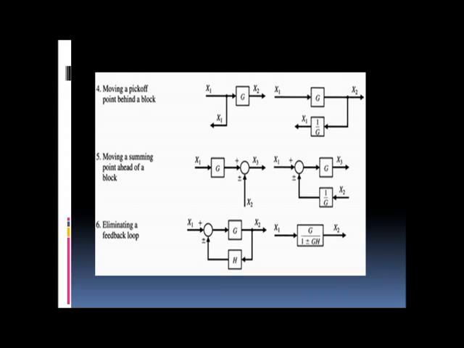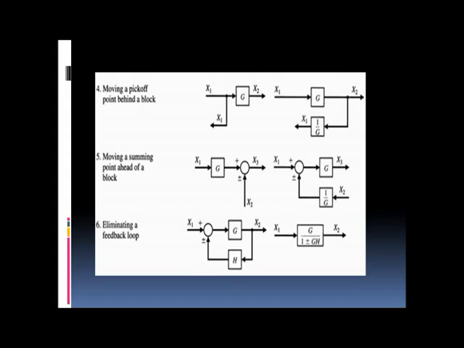Then we have moving a summing point ahead of a block. When we are moving a summing point ahead of a block, the branch leading to the summing point will get a new block which is a reciprocal of the block ahead of which you are moving the summing point. This is the fifth rule.